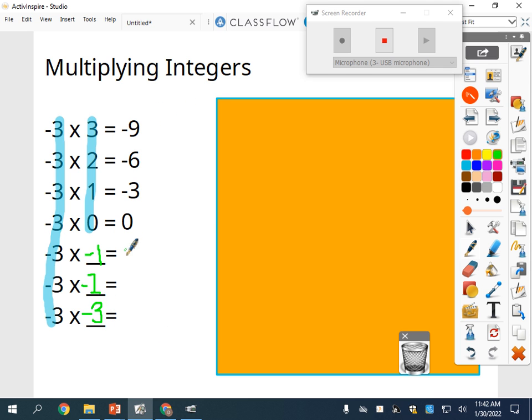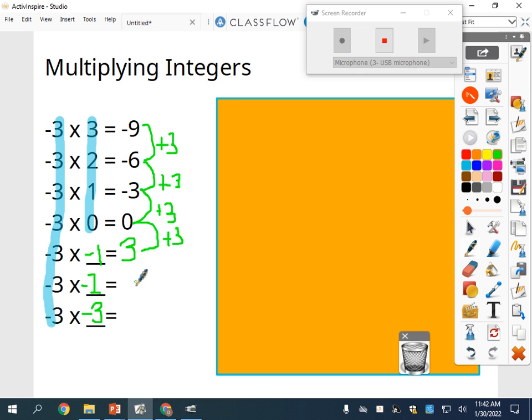Well, let's see the pattern happening here in my results. So negative 9 to negative 6, oh, we're adding 3. Negative 6 to negative 3, oh, we're adding 3 again. Negative 3 to 0, we're adding 3. So we've got to continue our pattern, right? So 0 plus 3, oh my gosh, that's got to be 3 right here.